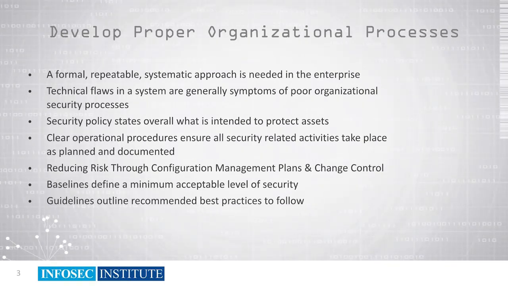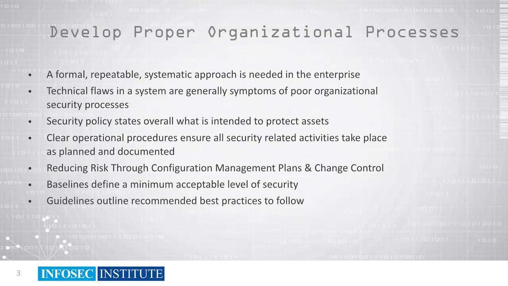If we can come up with a systematic, formal, repeatable approach, it will make it much easier to maintain information security in our enterprise. Typically, when we have technological flaws in our system, this is a symptom of poor security processes and can be avoided. We should have a security policy which discusses our assets and how we will protect them. We should have clear operational procedures to make sure that all of our activities take place as they were planned and make sure that they're documented appropriately.